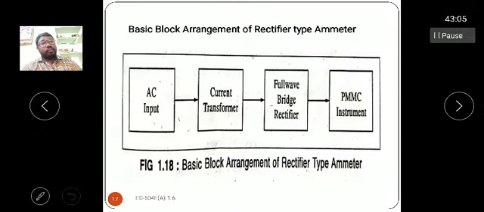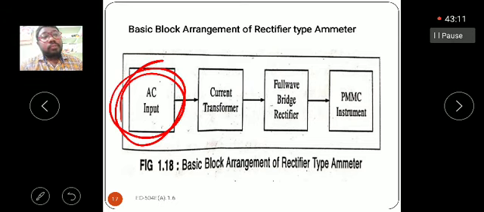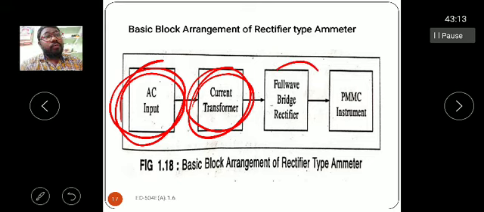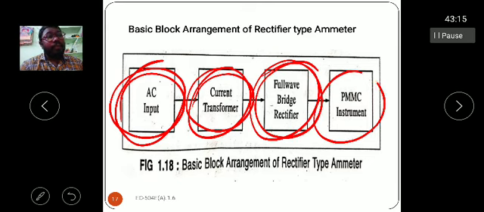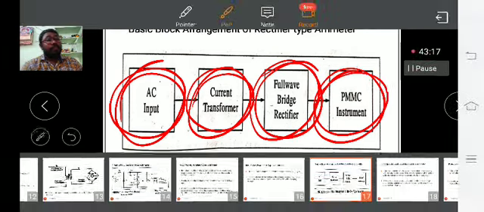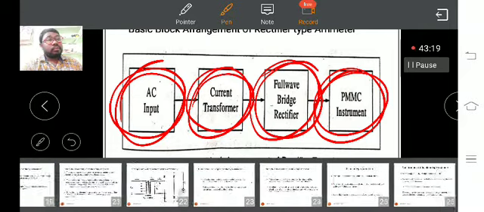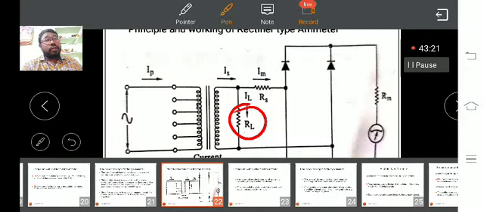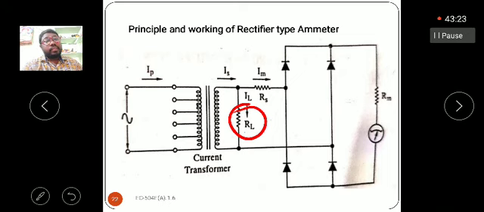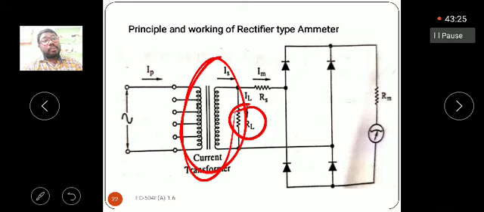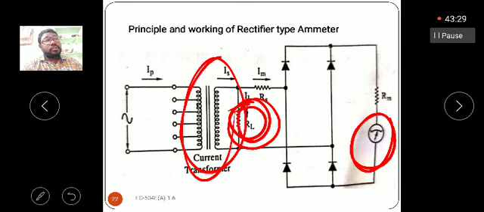One more is the basic block diagram of the rectifier type ammeter. Here we have the AC input, current transformer, full wave bridge rectifier, and PMMC instrument. After that, this is the current transformer of a rectifier type ammeter. The load is connected in the secondary winding of the transformer, and the PMMC instrument or meter is connected here. This is the rectifier type ammeter.